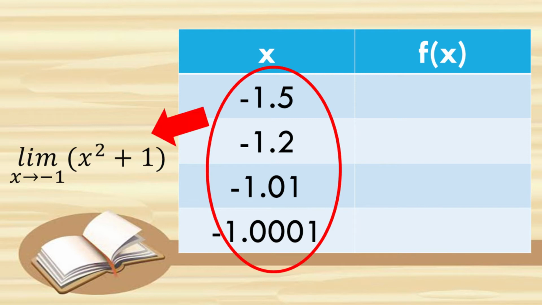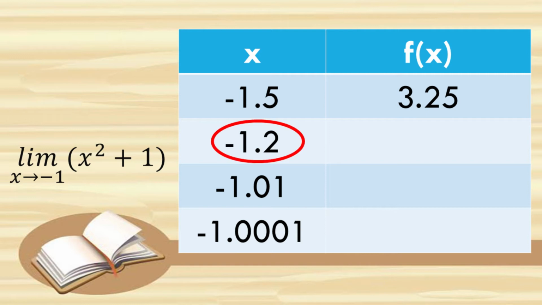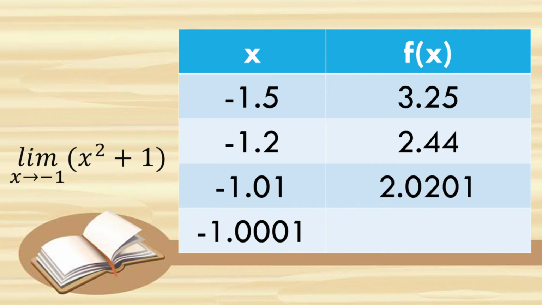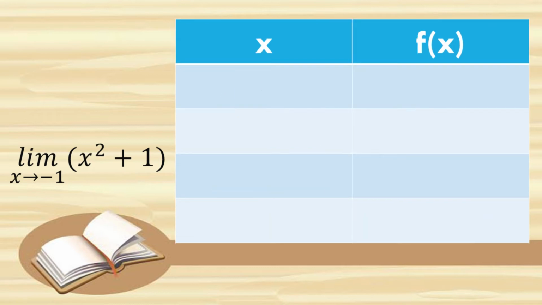So if we have negative 1.5, our f of x is equal to 3.25. If our x is negative 1.2, our f of x is 2.44. If we have negative 1.01, our f of x is equal to 2.0201. And if our x is negative 1.0001, our f of x is equal to 2.000200001.